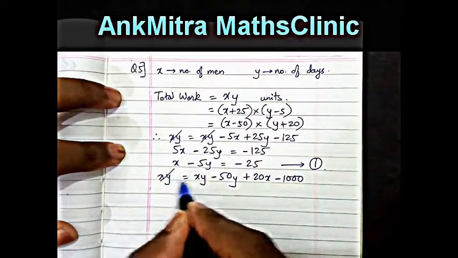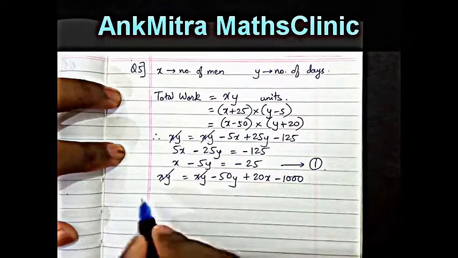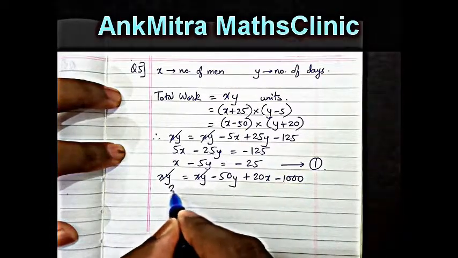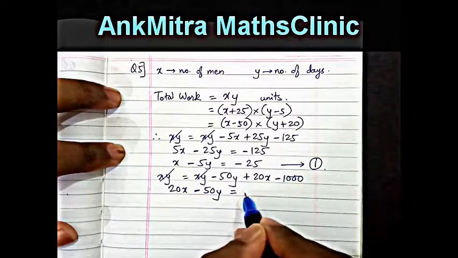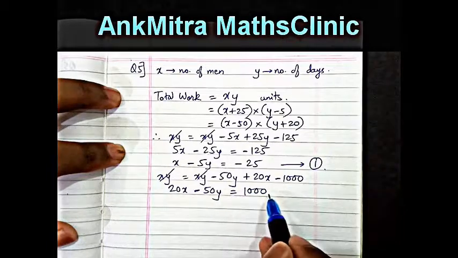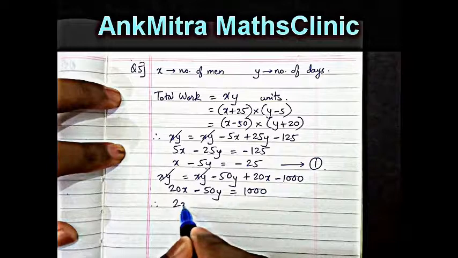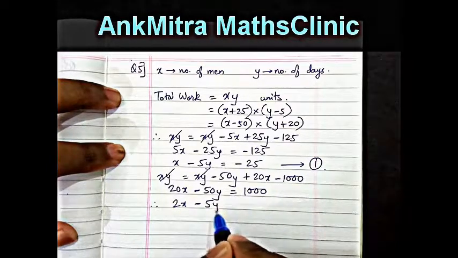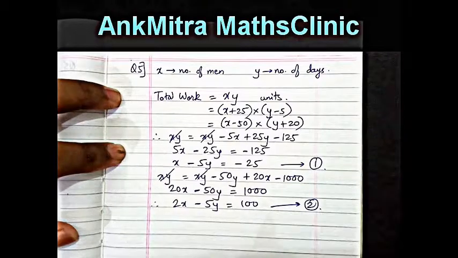So XY will get cancelled again from both sides. Then I'll have 20X minus 50Y is equal to 1000. I can divide the entire equation by 10. Therefore, I'll have 2X minus 5Y is equal to 100. This becomes our second equation.